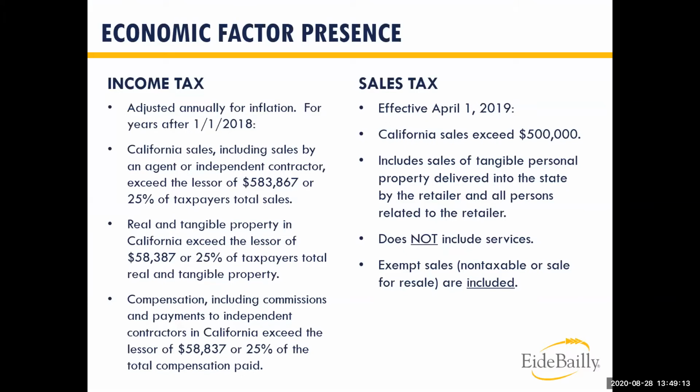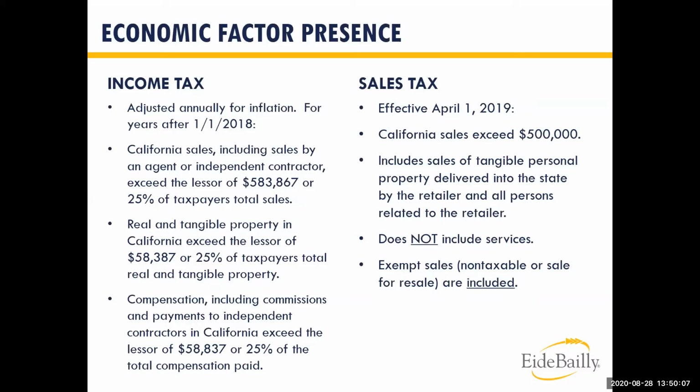Okay, so economic factor presence. There is economic factor presence for income tax and sales tax. I'll start with income tax here. As I mentioned, they follow suit with similar to other states, but they actually adjust their numbers for inflation. They say they adjust annually, but as we've seen, the last adjustment is as of 1/1/18. So California says if I've got sales that exceed 583,000 or 25% of total sales, I've pierced that threshold. Real or intangible property in California is 58,000 or 25% of total, and compensation, including payments to independent contractors, exceeds 58,000 or 25% of total. I've pierced that factor presence.